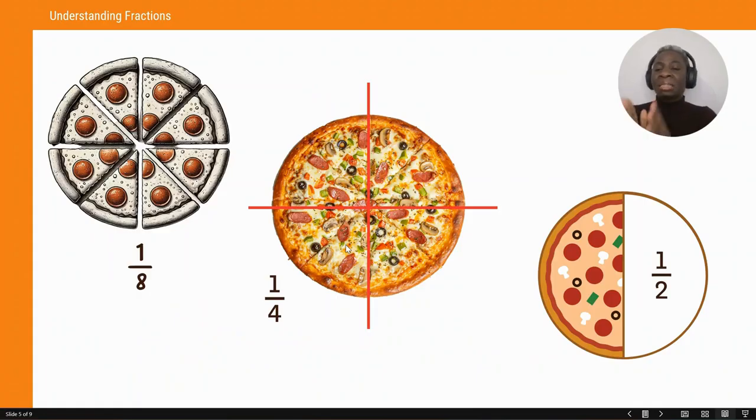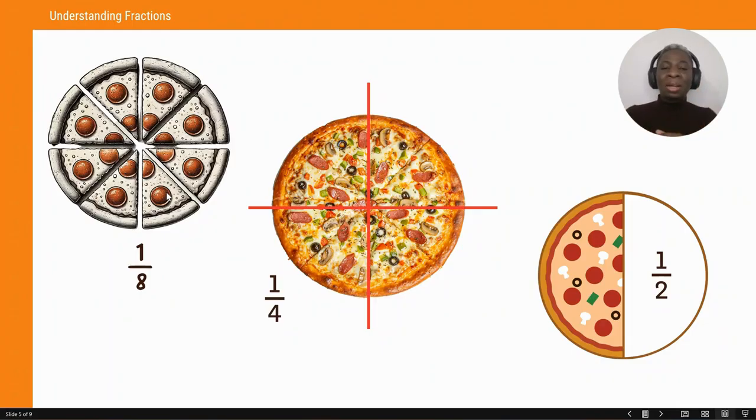You will realize that this pizza was divided into 8. So each of this pizza will give us 1/8. Now if you are to take 2 slices of this pizza, that means you are taking 2/8. The fraction that goes to you will be 2/8. If I am to take 3 slices of this pizza, that means I am taking 3/8.